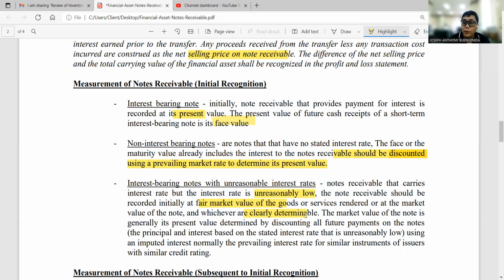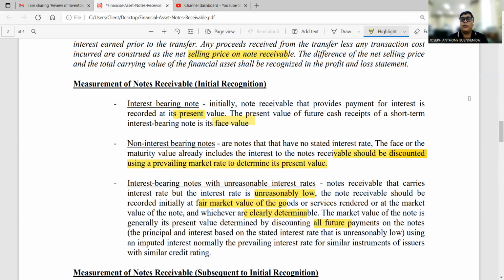The market value of the note is generally its present value, so you discount all future payments on the note using an imputed interest. Normally this is the prevailing interest rate for similar instruments of issuers with similar credit rating. With an unreasonable, very low interest rate, you compare with other similar notes in order to have a reasonable basis for what interest rate to use.